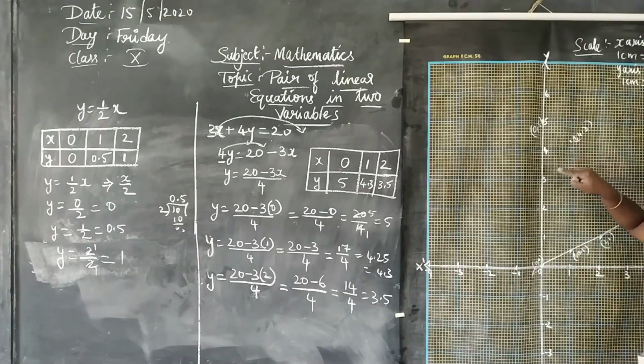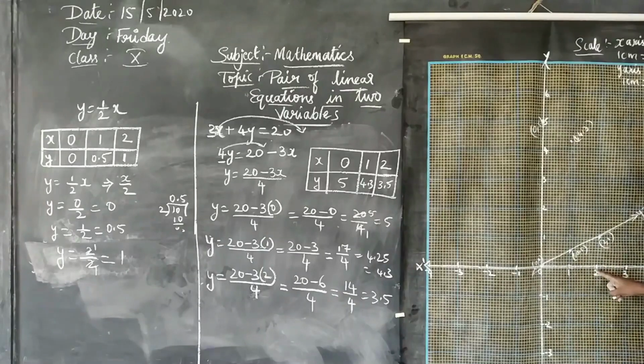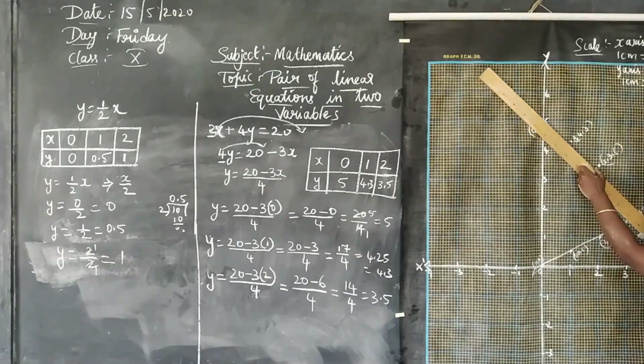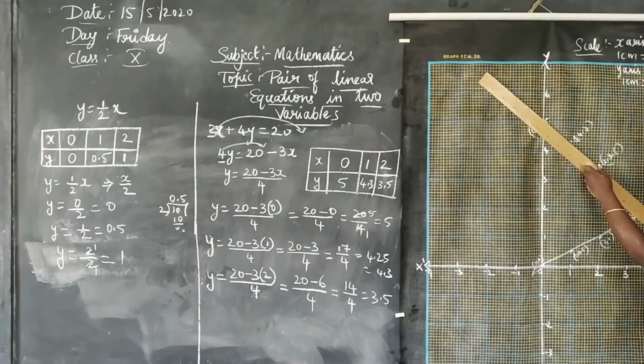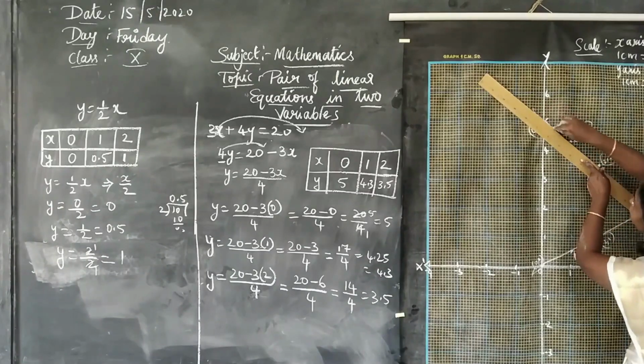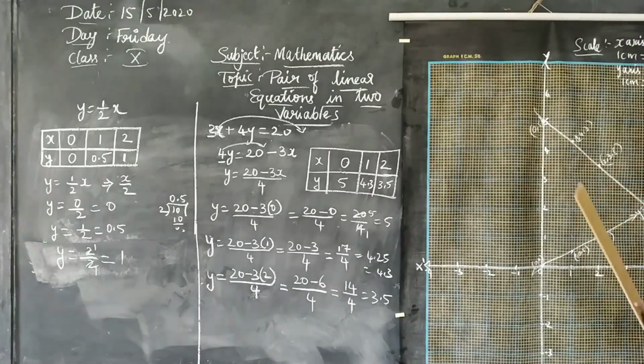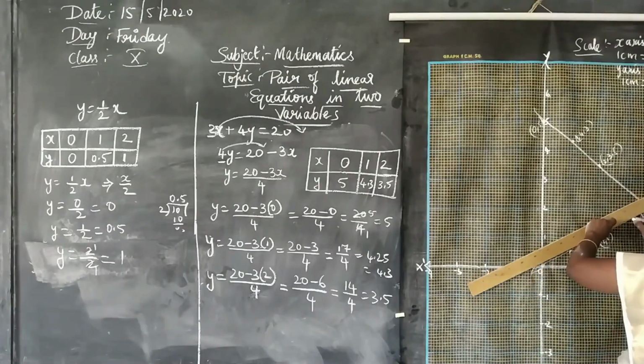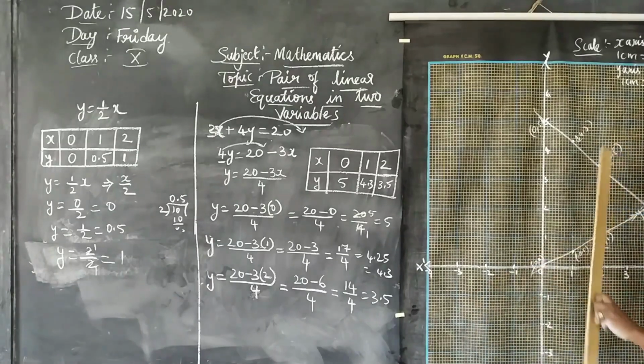Okay. Next, x is 2, y is 3.5. 3.5 will be here. (2, 3.5). Can you observe this, children? It gets a straight line. You must and should get a straight line. And if you extend this line, these two lines will get intersected.